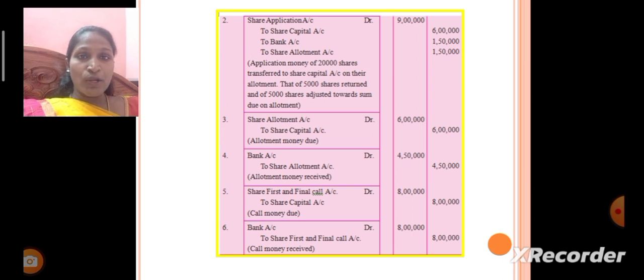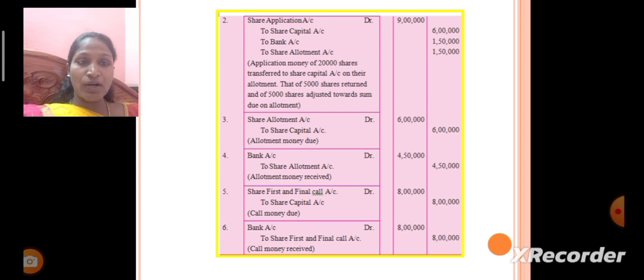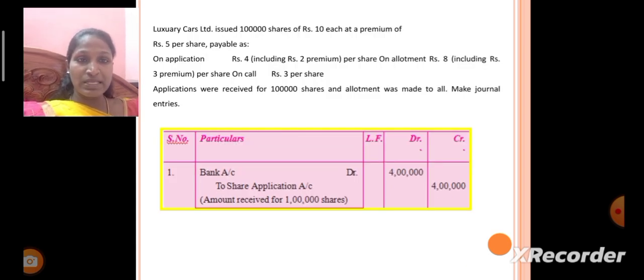Next, for allotment money due, the entry is share allotment account debit to share capital account. Next entry, for receiving allotment money, bank account debit to share allotment 4,50,000. The next is share first and final call account debit to share capital. The due entry is rupees 8 lakh. For receiving the first and final call money, bank account debit to share first and final call account rupees 8 lakh.